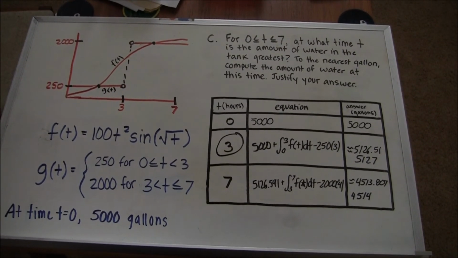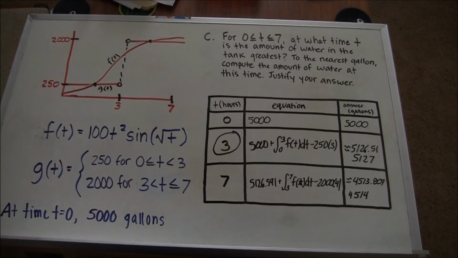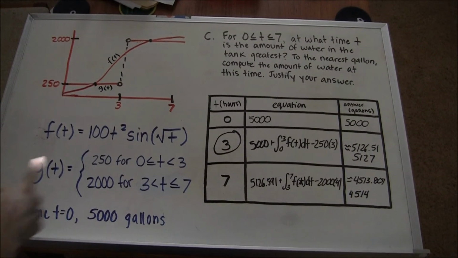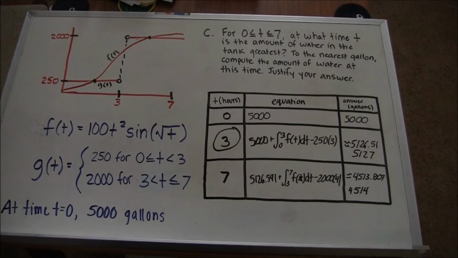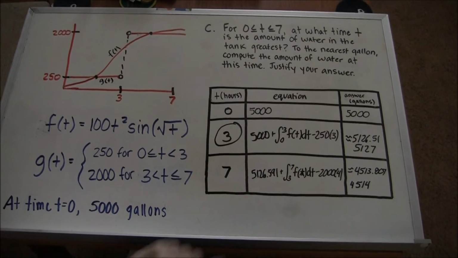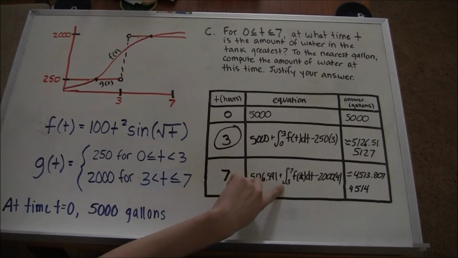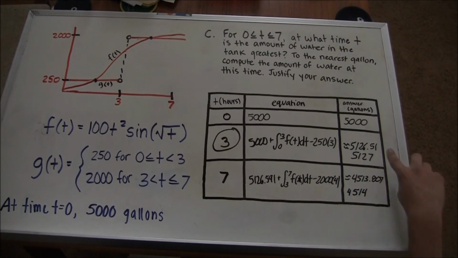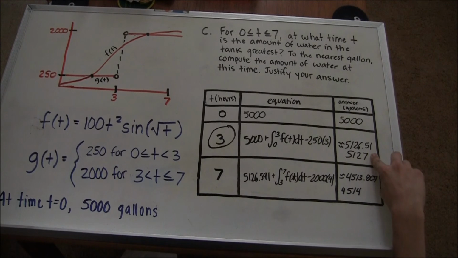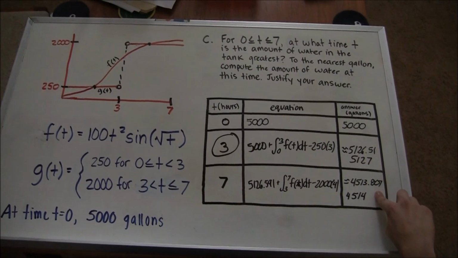So for this problem, you would receive 5 points. 1 for identifying t equals 3 as a possible candidate using the integrands within those equations. 1 point for that. 1 point for the amount of water at t equals 3. 1 point for the amount of water at t equals 7. And a correct conclusion.